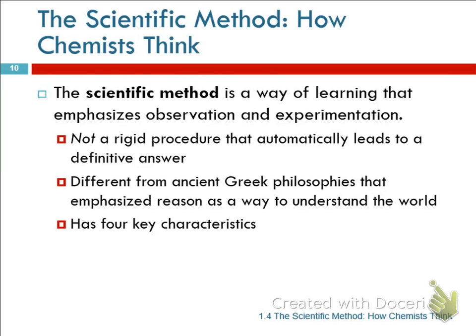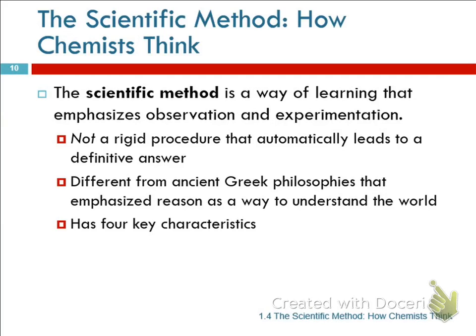So the scientific method is a way of learning, and it emphasizes observation and experimentation. It is very different from philosophy. Philosophy involves sitting around and thinking about stuff. There is a need for philosophers. There's a place for that. But science uses a different method of learning.